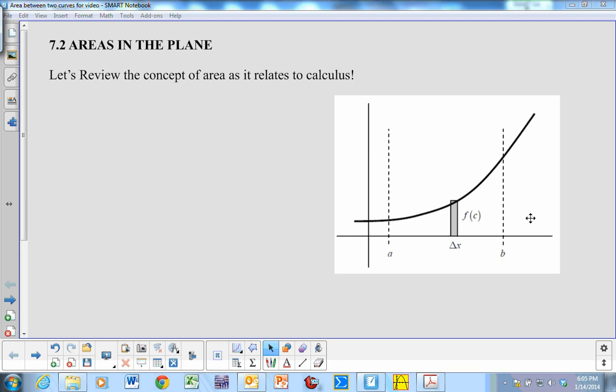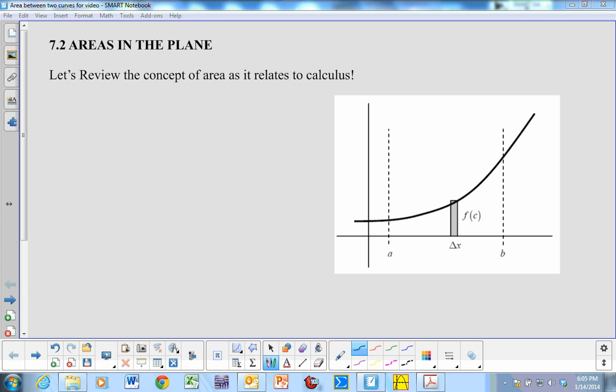Okay, we are going to talk about areas in the plane. So we found the area under a curve before, so we'll talk about that, kind of review that concept, and then now we're going to talk about areas maybe between a couple of curves. So let's review what we talked about before.